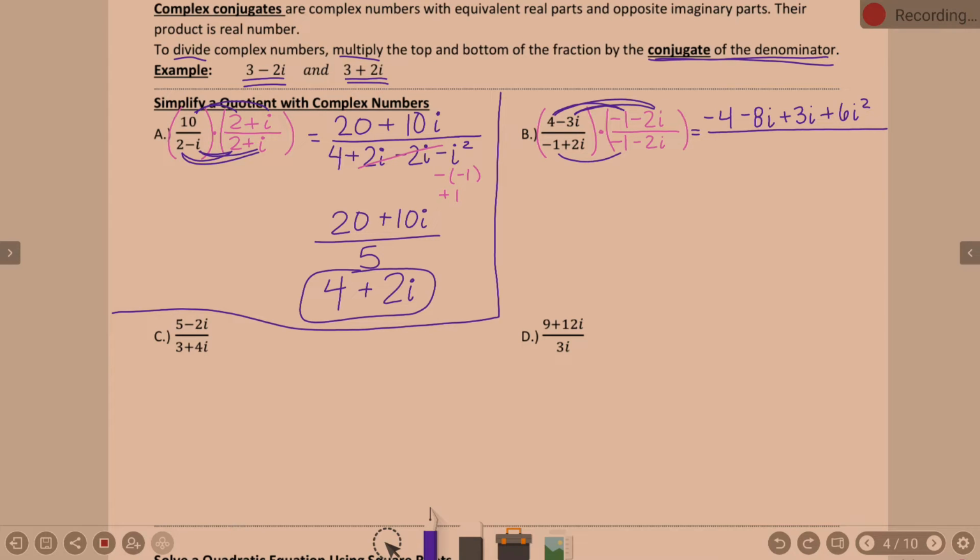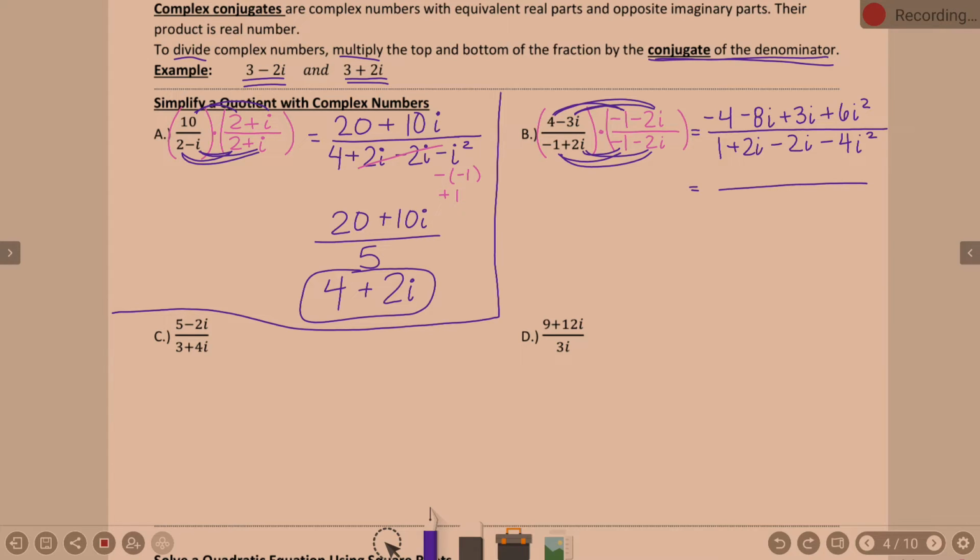Okay, FOIL the denominator. -1 times -1. -1 times -2i is plus 2i. 2i times -1 is minus 2i. 2i times -2i is -4i squared, yes? Watch these signs right there. There are so many little places you can make a mistake, so be very careful.